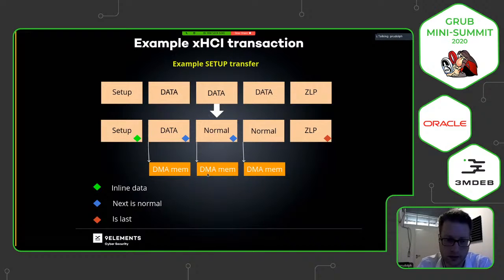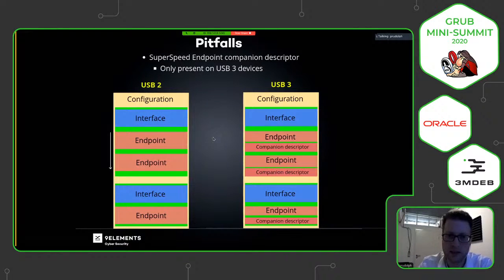All this conversion is done by the GRUB xHCI transfer function. This is another pitfall we had. Every USB device has descriptors that describe the device, the configuration, the interface, and the endpoints.